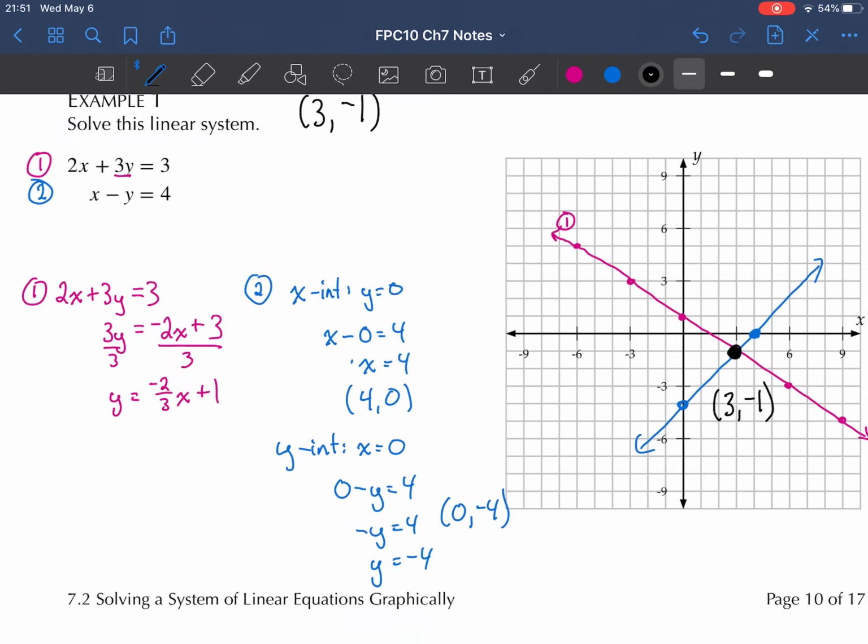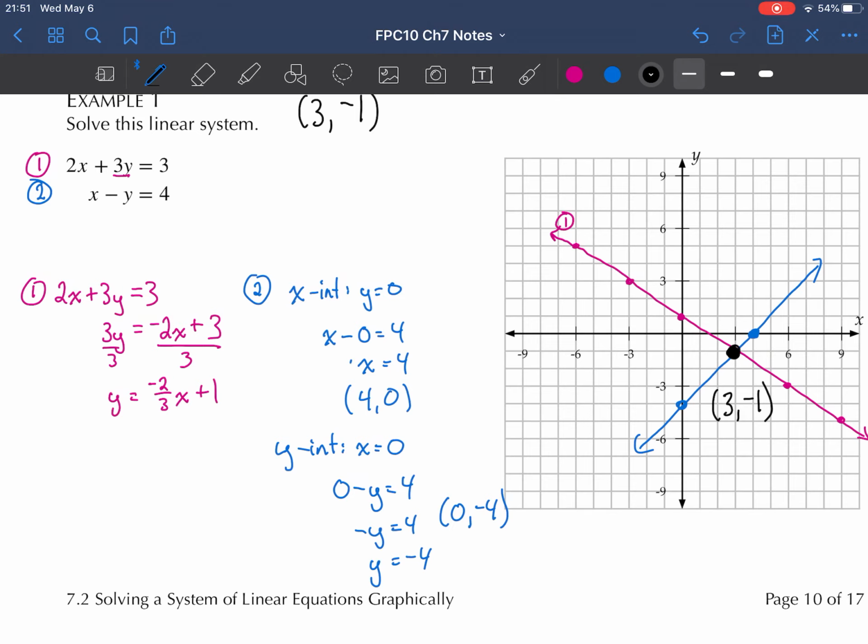Now we can verify that. I don't have a lot of space here, but in this bottom left-hand corner, I'm going to verify. To verify, we put it into our equation and we see if it equals 3. 2 times 3 is 6, minus 3, that does equal 3. Check mark. Then we put it into equation number 2.